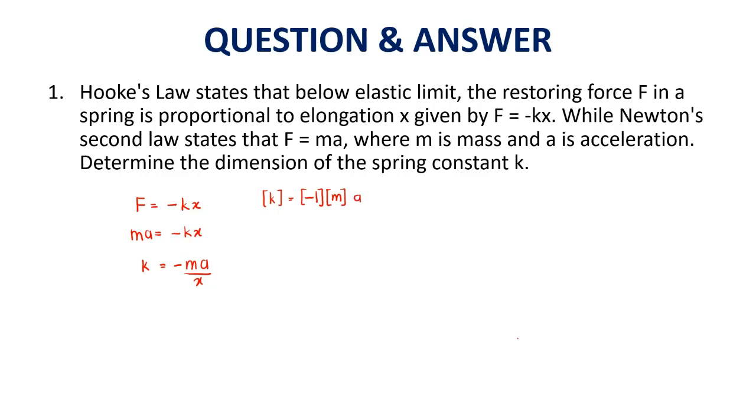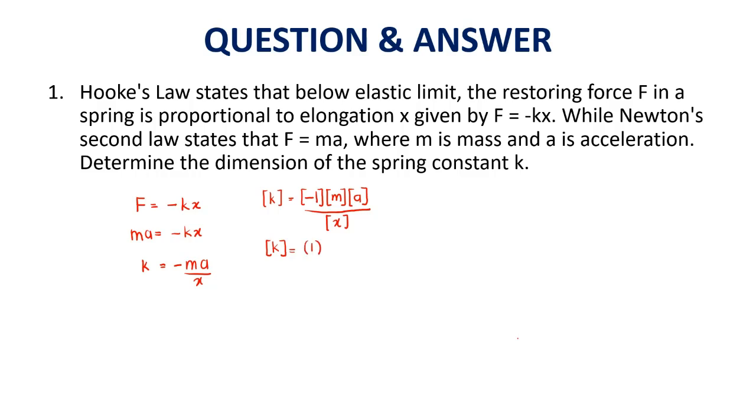So, a also soalan. So, letak dalam square bracket and then divide by x. Letak juga dalam square bracket. And then after that, we want to write jawapan. But k still soalan kan? So we have to put the square bracket. So what is the dimension of negative 1? So dimensionless constant, 1 lah.